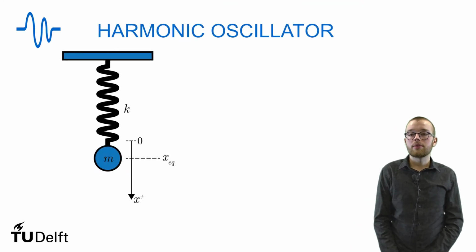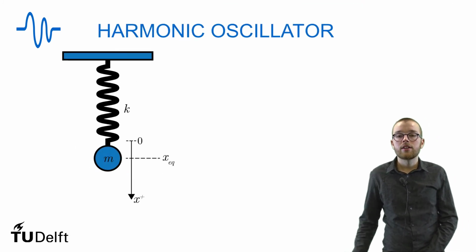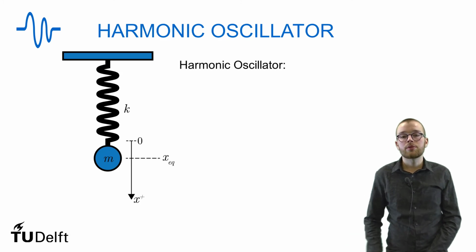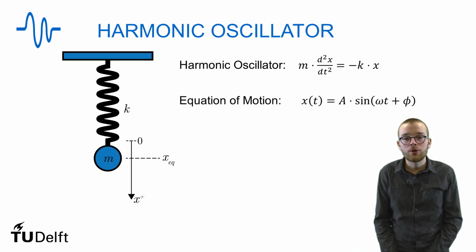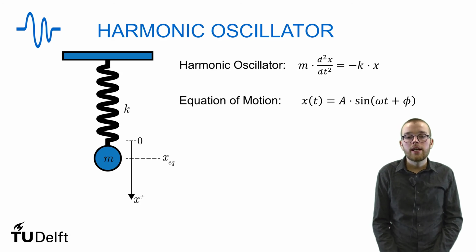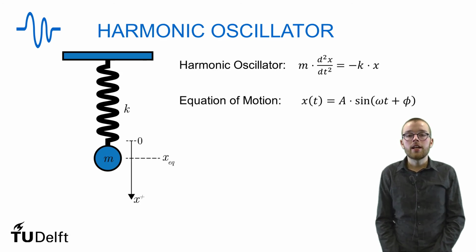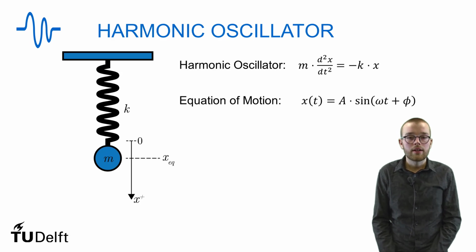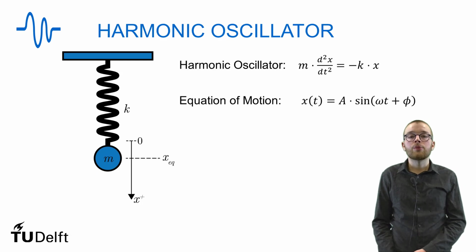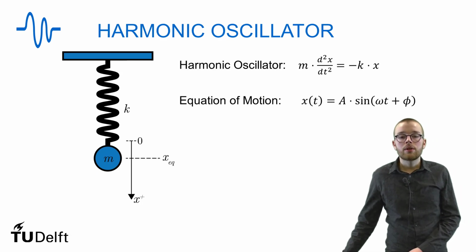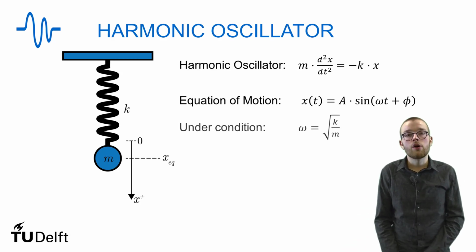Let's recap what we have found. In this worked example, we have taken a look at the harmonic oscillator, which can be described by the following differential equation. A possible solution to this differential equation is known as the equation of motion for our mass suspended on the spring. It is given by x of t, which is A times sine of omega t plus phi. We have shown that in order for this equation of motion to be a correct solution to our harmonic oscillator, it has to obey some condition for omega. The condition it has to obey is that omega is equal to the square root of the spring constant k divided by the mass.